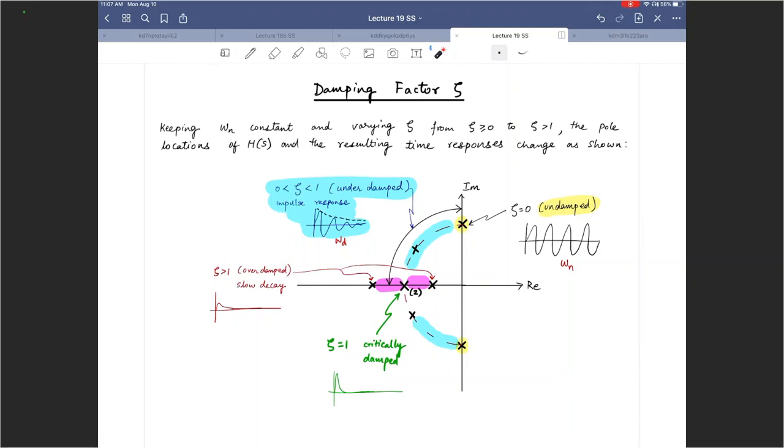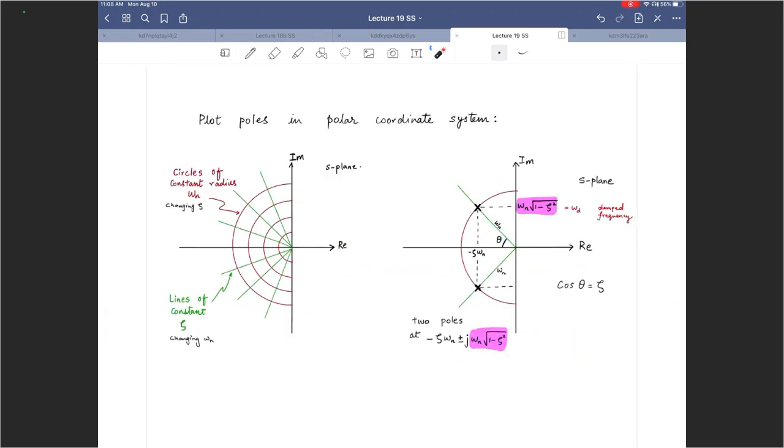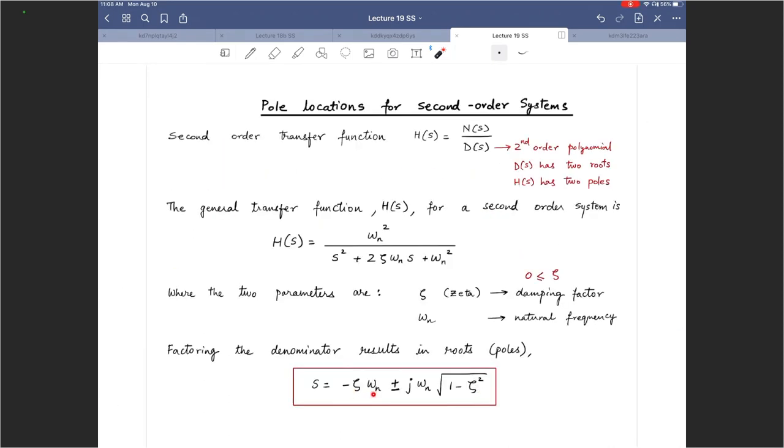There's a question on the chat box. This is because the imaginary portion contributes to the oscillations of the function. I'm not sure if I understand. So the imaginary portion is dependent on both zeta and omega n, and even the real part is dependent on both zeta and omega n. So I cannot say the imaginary portion is dependent on just one of them, right?